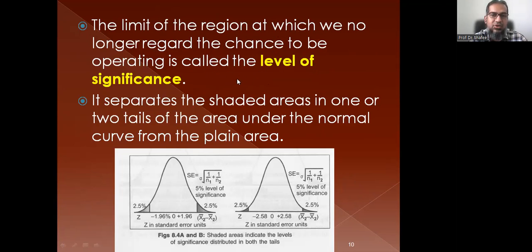It is by the effect of the factor. Take the example of the salt intake on blood pressure. So this limit is called the level of significance. Any value falling in the shaded area will be considered significant, and a value falling in the unshaded or plain area will be considered insignificant. This is called the level of significance, and we take the level of significance as 95%. This is the application of the characteristics of the standard normal curve in the case of the level of significance also. So this level of significance will separate the shaded area from the plain area.